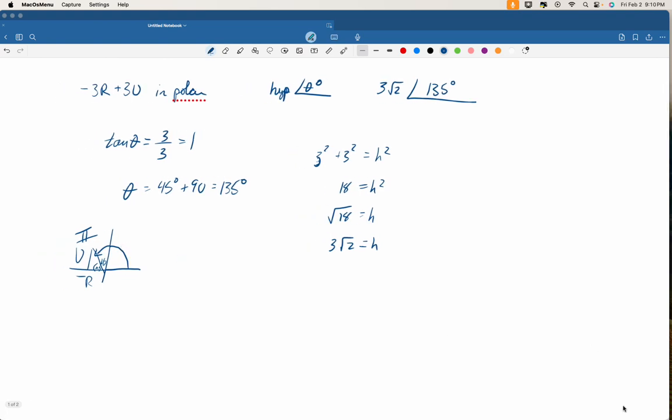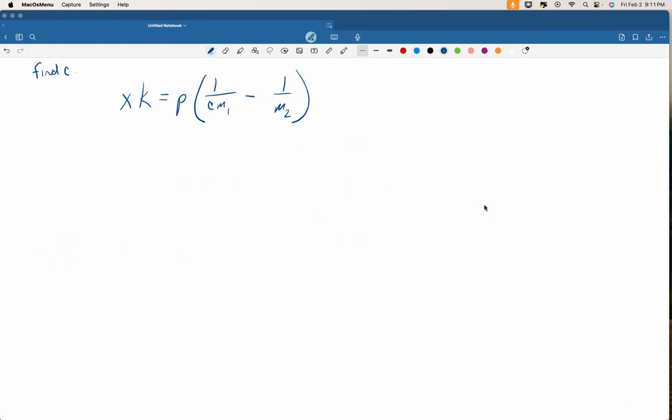So let me look at the second one. All right, okay, so let's see what we get for this one. We've got to find c, okay? So in order to free c from this set of parentheses, we're going to have to go ahead and do distribution. So xk is equal to p over cm1 minus p over m2.